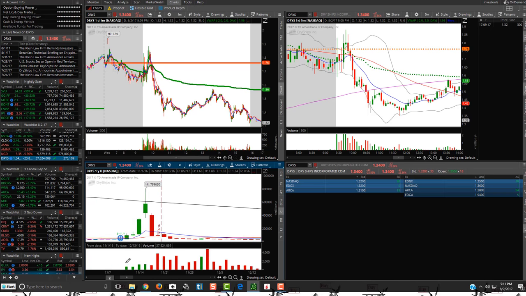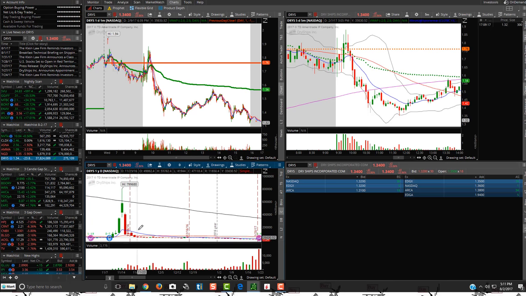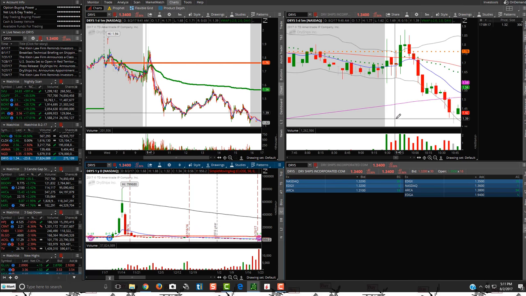Let me see if I can go back, so you can see over here, you can see some volume. Actually, it wasn't as much. This was a huge pump that was going on, but you can see, again, the volume bars. Moving on, I'll show you a couple other daily ones here.